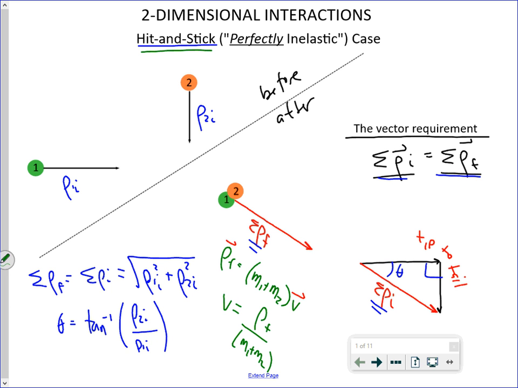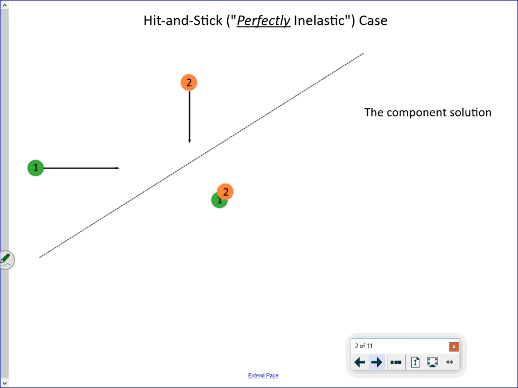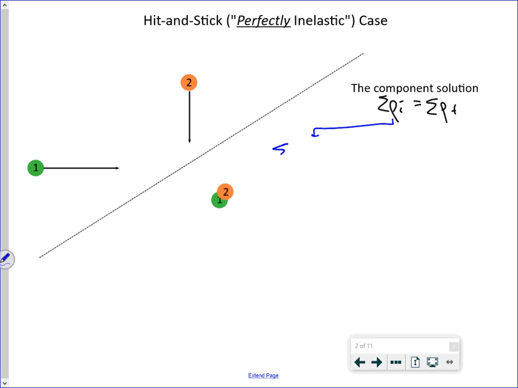Now, this is a special case where we get this nice right angle, so it might not be the most appropriate case to apply what I call the component solution. But the component solution means that when we say, very generally, that momentum has to be conserved, what we really mean is, if we look at it from a component standpoint, that momentum has to be conserved in each of two, in our case, perpendicular directions. Why two?